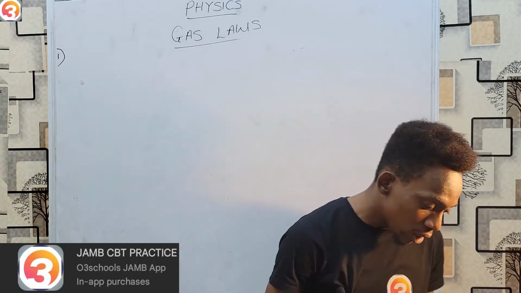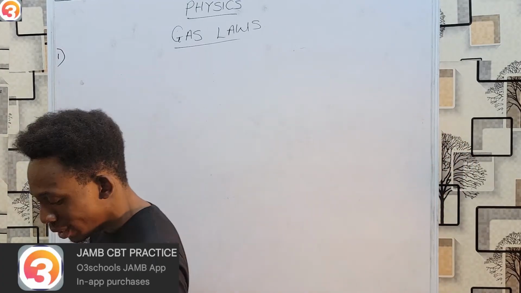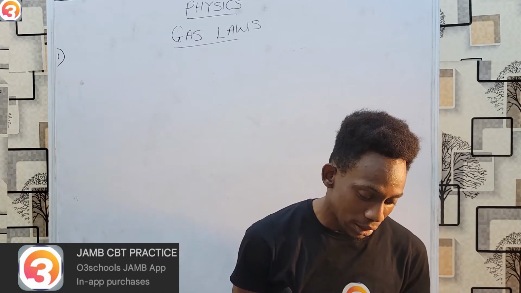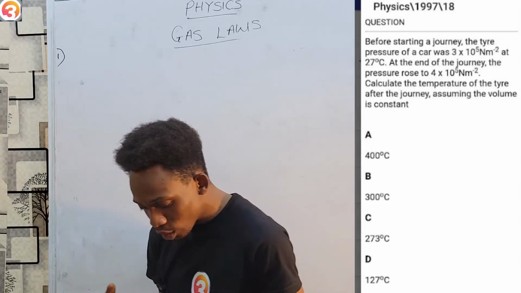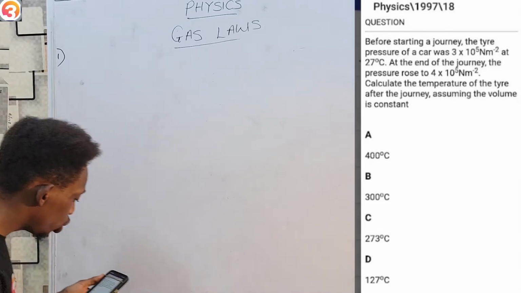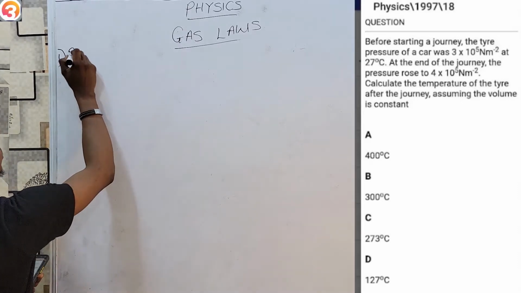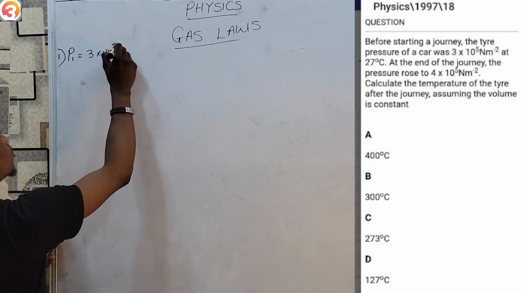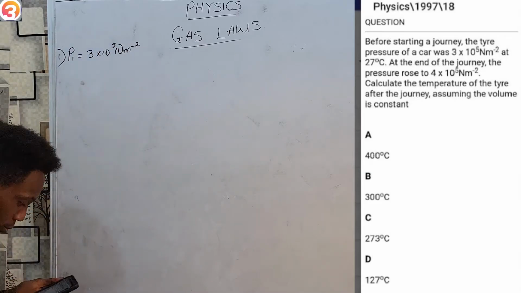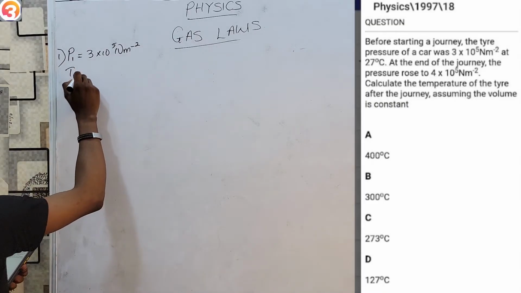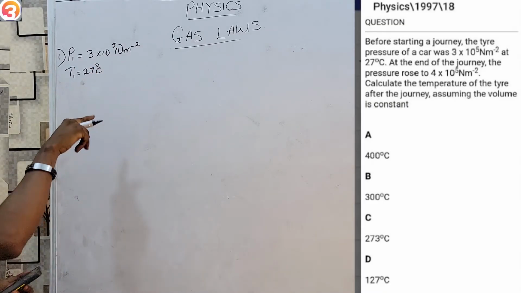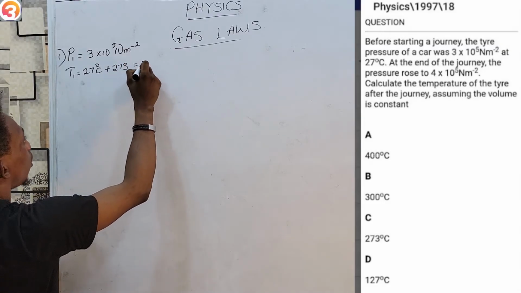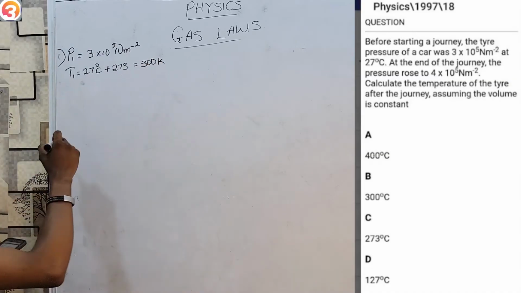Okay. The first question we're looking at is from the year 1997. Question number 18. And it goes, before starting the journey, the tire pressure of a car was, when starting, the pressure was 3 times 10 raised to power 5 Newton per square meters at 27 degrees Celsius. Now, already you must remember, we do not solve in Celsius. I have to take it straight to Kelvin. We're adding 273, which is 300 Kelvin.